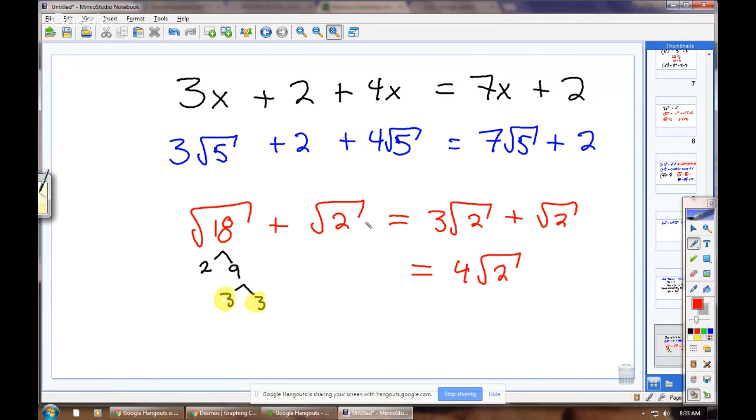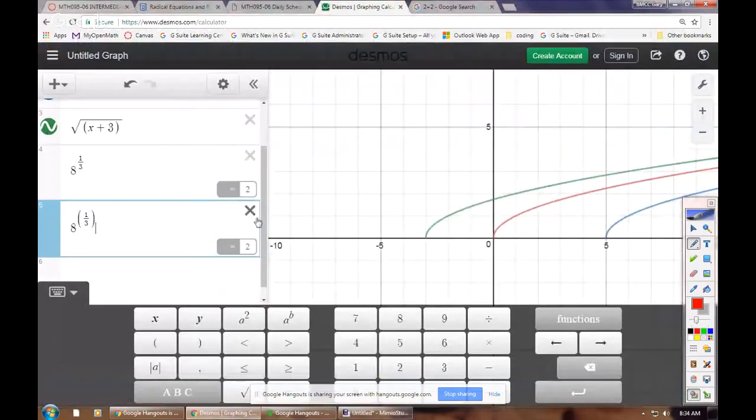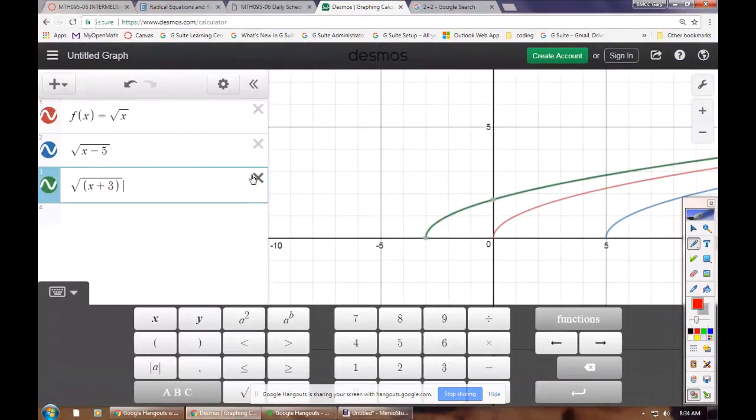Now, this might be new and weird. You can always plug this into a calculator to double check. I'm going to do that right now in Desmos. So I want to see if the square root of 18 plus the square root of 2 is really the same as 4 square roots of 2. So Desmos, help me out here. Let's clear out a few things.